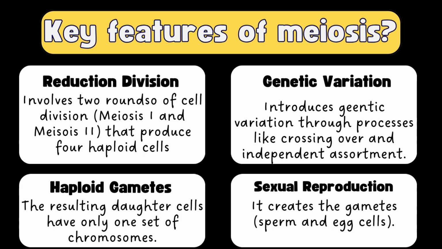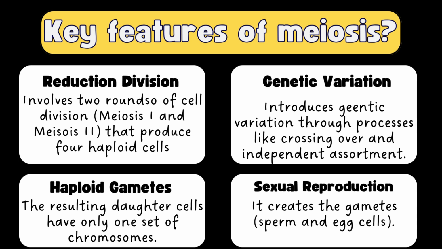Let's break down the key features of meiosis. Reduction division. This means the number of chromosomes is cut in half. If a human cell starts with 46 chromosomes, each gamete ends up with just 23. Two rounds of division. Meiosis happens in two parts, meiosis I and meiosis II. Genetic variation. Through processes like crossing over and independent assortment, meiosis shuffles genetic material, making each gamete unique.